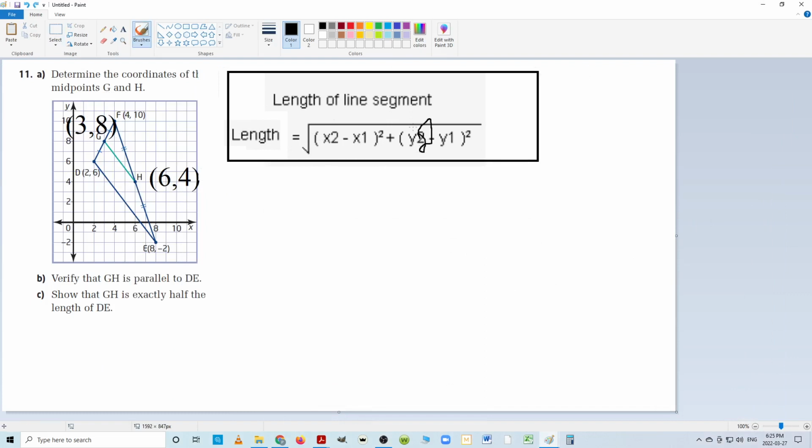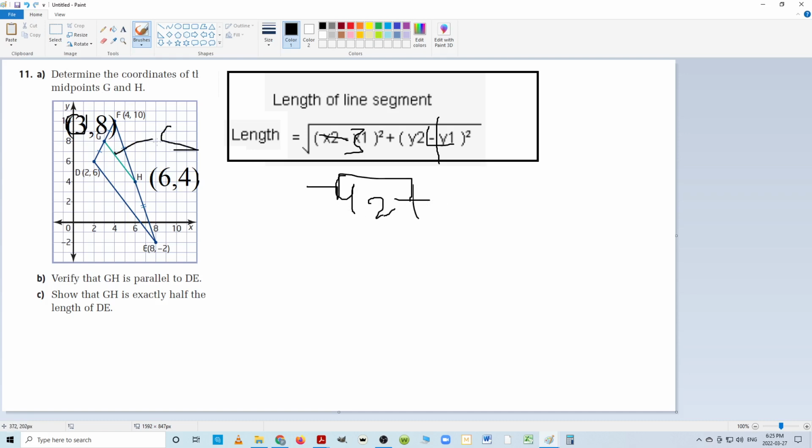So I got 8 minus 4, so that's going to be 4 squared. And I've got 3 minus 6, so that's minus 3 squared, which means I'm going to get 9 plus 16, which is the square root of 25. So this is 5 long.